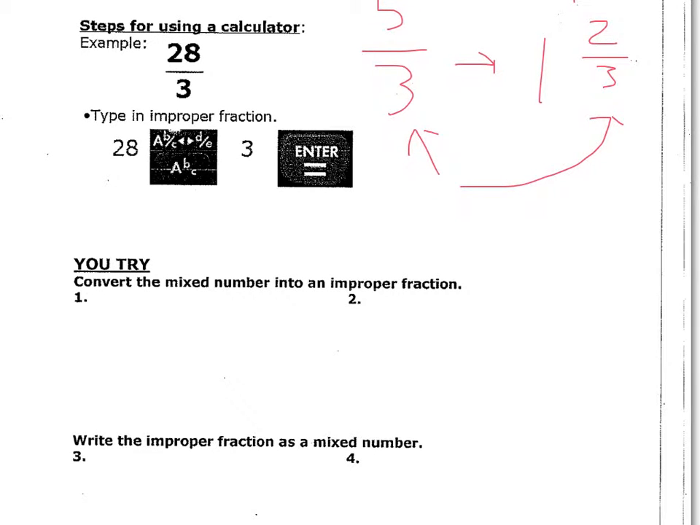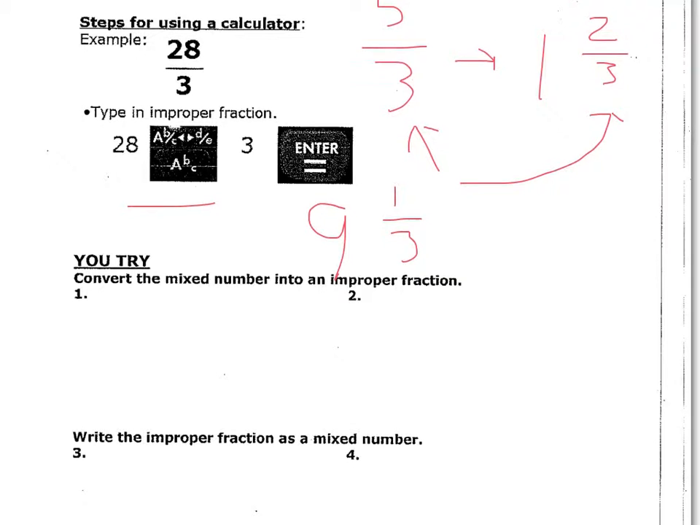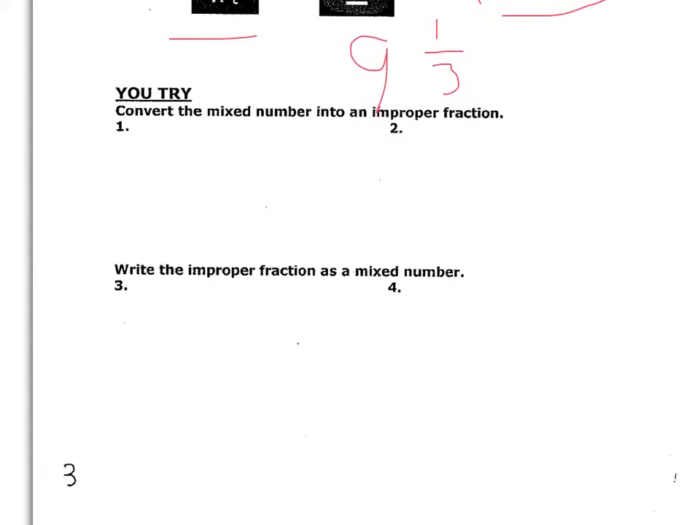Alright, calculator. If you want to do it on a calculator, let's use the example 28/3. You would type in 28, then your ABC button, 3, and then push enter, and that should give you the number 9 1/3. So it's very easy. I tend to think the calculator simplifies things, makes it a little easier. Alright, I'm going to give you a couple U-tries.